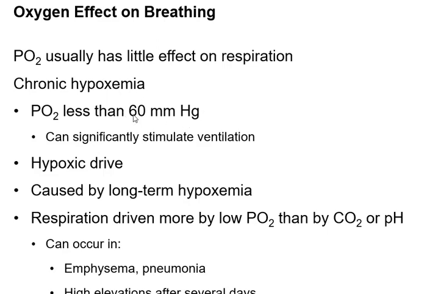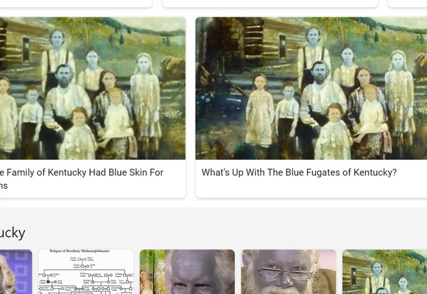This slide kind of summarizes some of the stuff we were talking about. If you're less than 60 millimeters of mercury, that is not okay, and you're hypoxic. This can happen in people who have emphysema, pneumonia, or if you're at a high elevation where you're just not getting enough oxygen. So the amount of oxygen in your bloodstream is not high enough. If you get not enough oxygen in your bloodstream, a lot of times you'll turn blue. And they call that cyanosis.